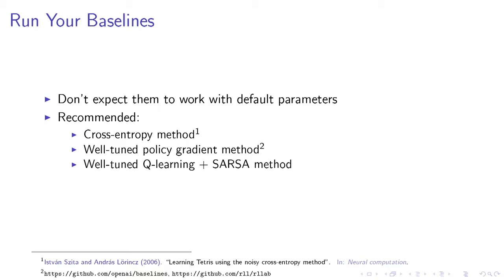So anyway, I would recommend, as just a few baselines, you should have a cross-entropy method, some policy gradient methods, and some kind of Q-learning or SARSA type method. There's a lot of code online now that you can use, other people's code that's already written. For example, we have this OpenAI baselines repository, and also RL Lab has a bunch of algorithms.